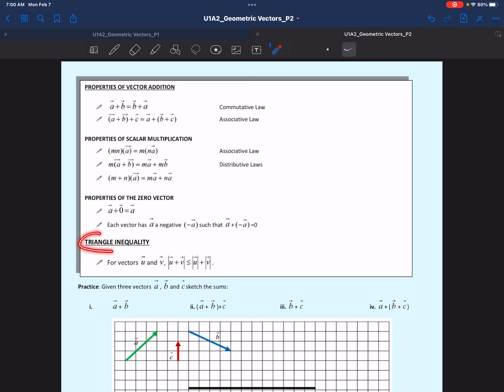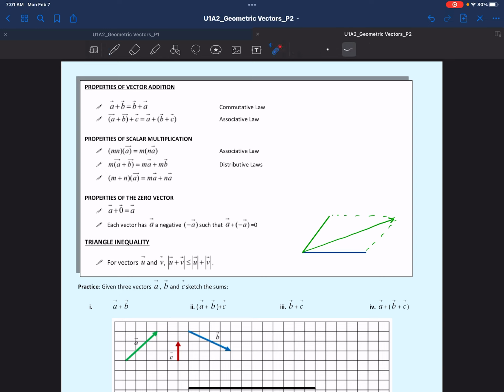And this is something that we haven't mentioned yet. It is called the triangle inequality. So if you have vectors u and v, the magnitude of the sum of these two vectors will always be less than or equal to the sum of their separate magnitudes. Remember that two vectors will always make some angle with each other. And no matter what the angle, this sum will never amount to something bigger than the vectors u and v added together.